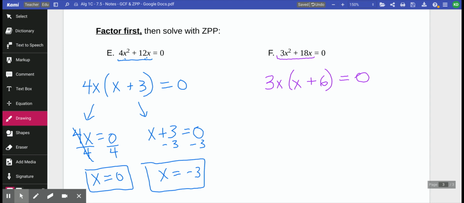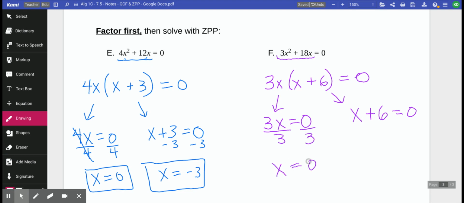Set these equal to 0. 3x equals 0. And x plus 6 equals 0. 3x, right, is x times 3, so I divide by 3. Nothing divided 3 ways is still nothing. And x plus 6, I have to subtract 6, so we get x equals -6.